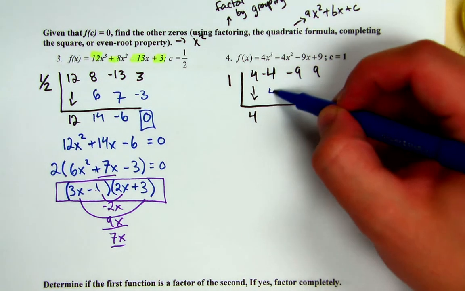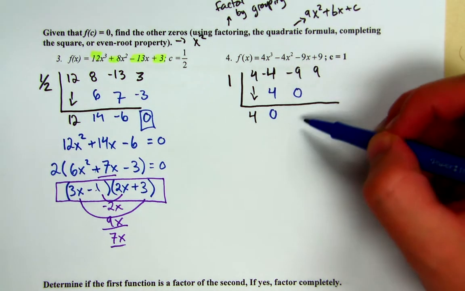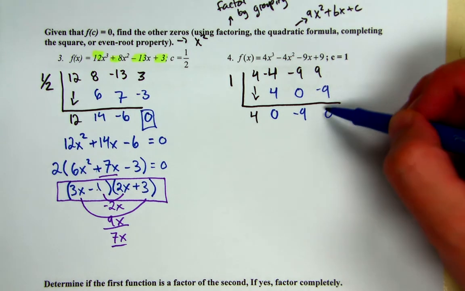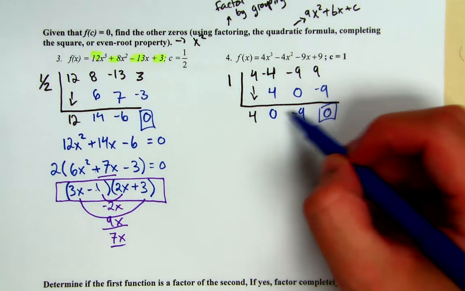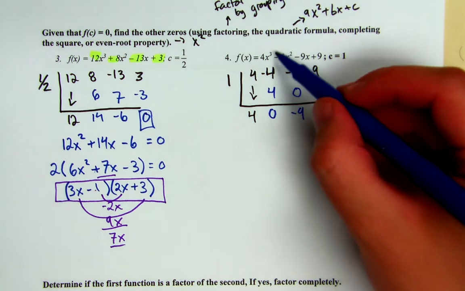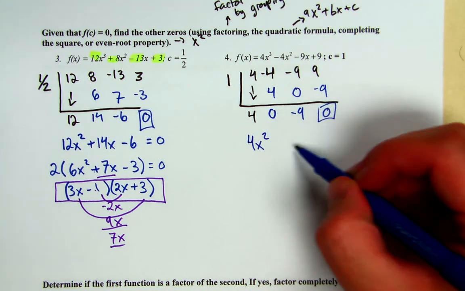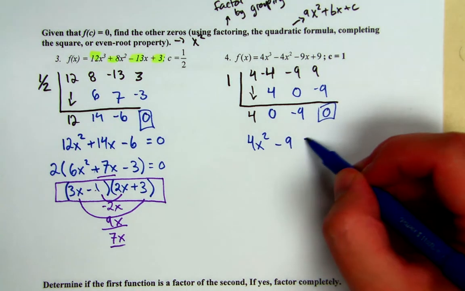1 times 4 is 4. We get 0. 1 times 0 is 0. Add them together, negative 9. Negative 9, we get 0. Again, it should be 0. We're good there. That's a remainder. And then make this again into an equation. Started with a 3rd power, now we're down to 4x squared. There's no x, so I can just write minus 9 equals 0.